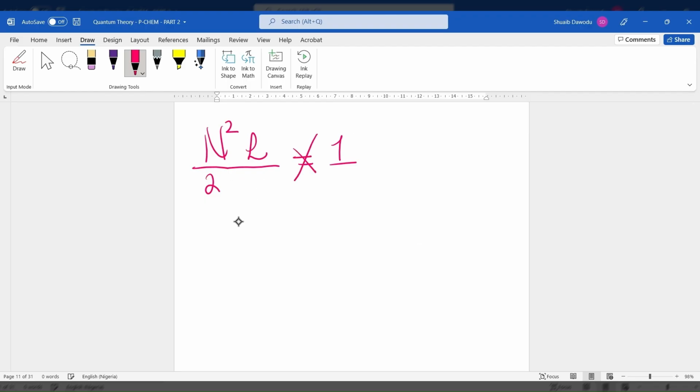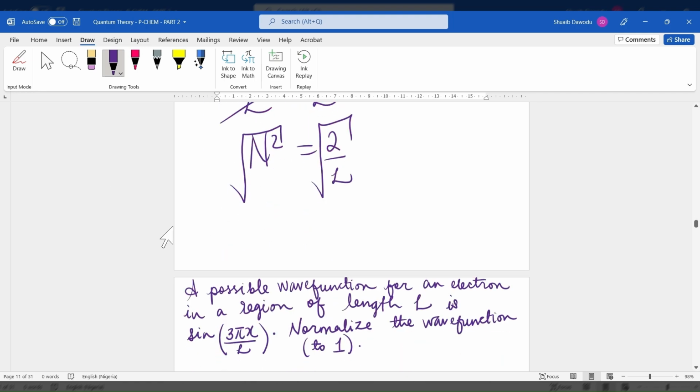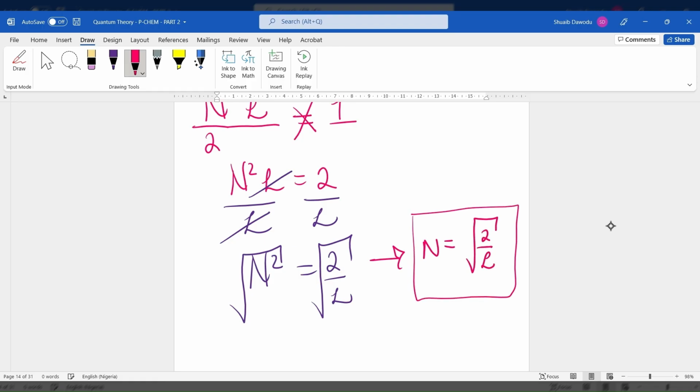So cross multiply, we end up with n squared L equals 2. Solve for n, divide both sides by L, cancel L here. So that would be n squared equals 2 divided by L. We take the square root of both sides, and you end up with n equal to the square root of 2 over L. And this is basically the answer to the normalization factor or normalization constant value.